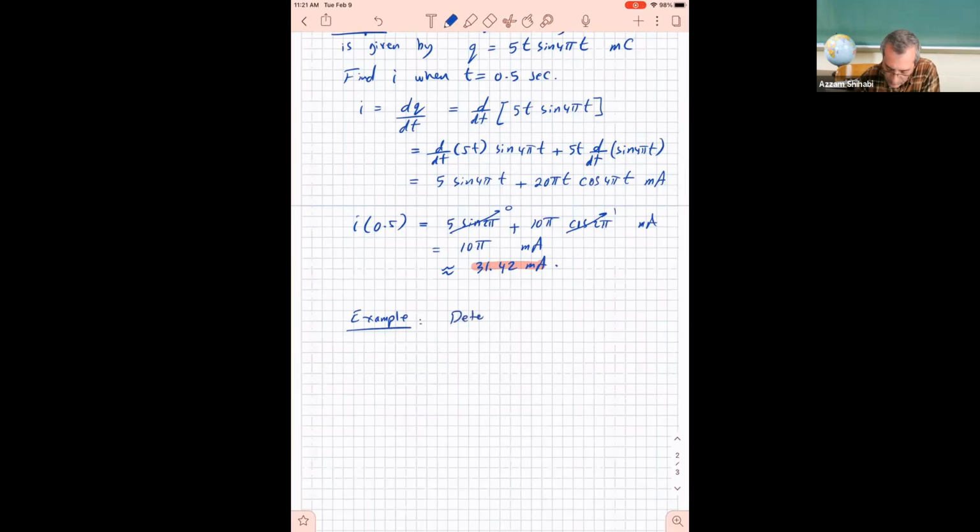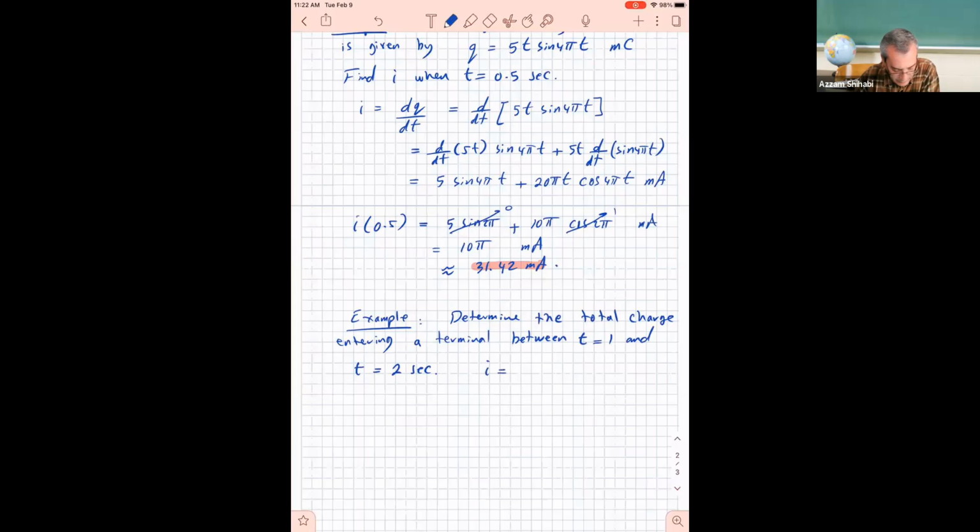Determine the total charge entering a terminal between t equals 1 second and t equals 2 seconds. And I'm going to give you the equation for the current.